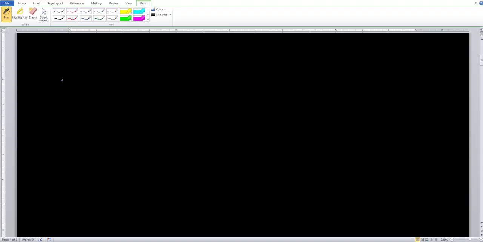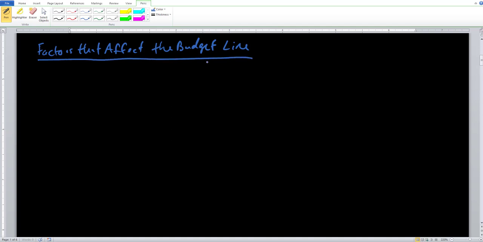So let's go ahead and take a look at the factors that affect the budget line. We'll do three examples here. The first factor is going to be changes in the price of a good.